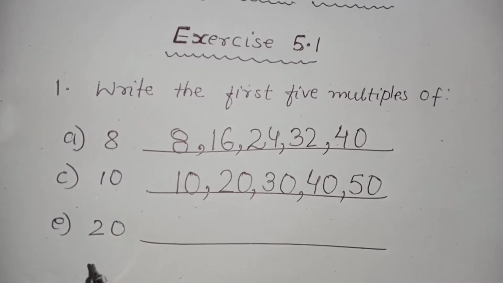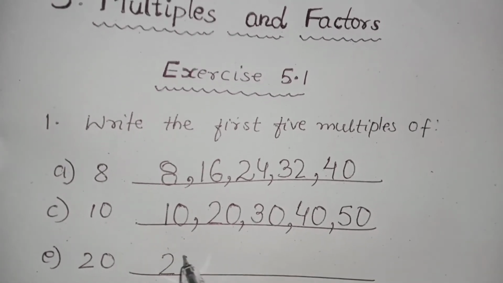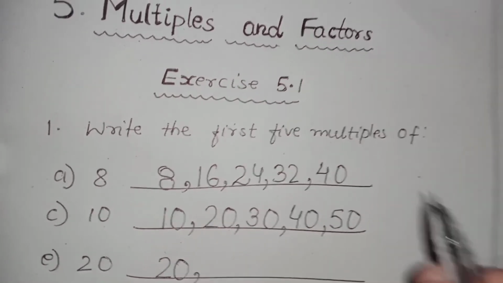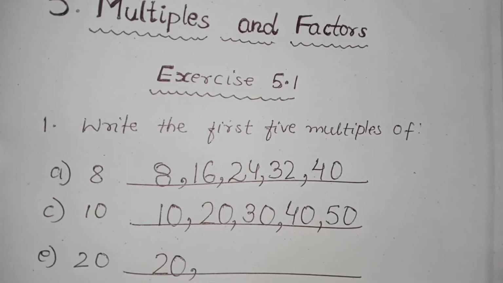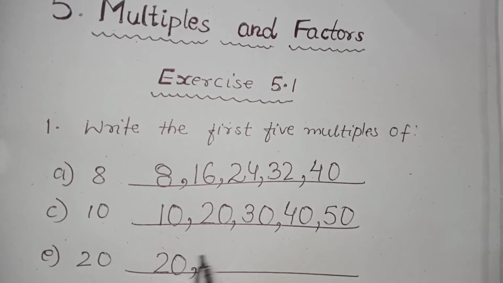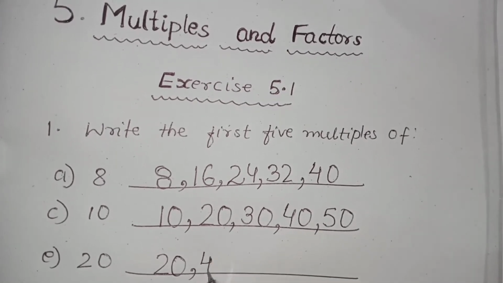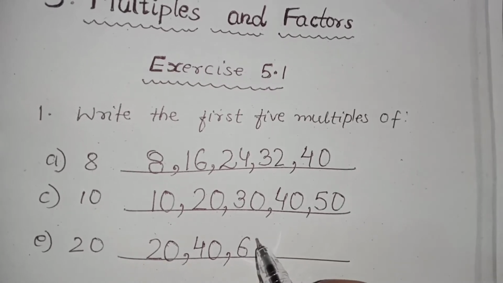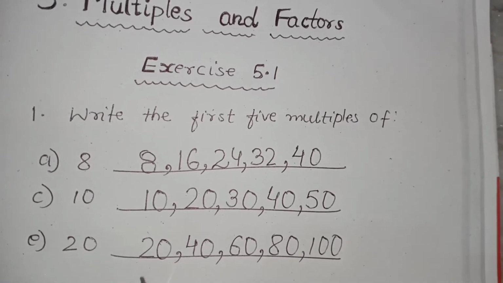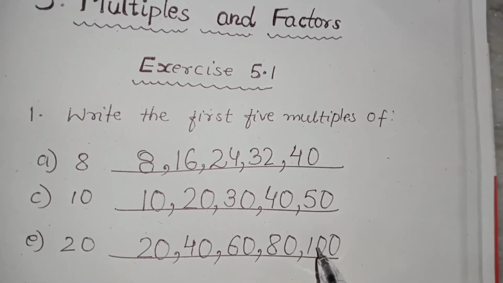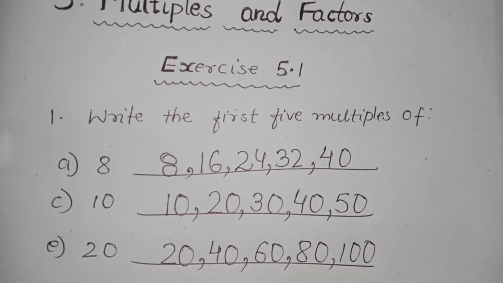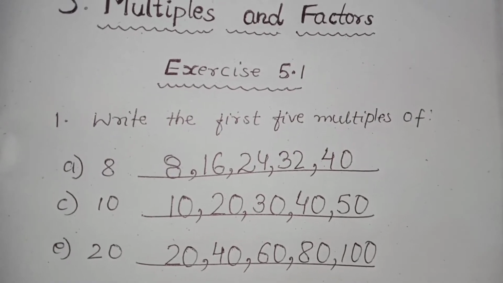Now let's see the first 5 multiples of 20. 2 1 ja 20. Just write the product, just the multiples. Don't write like 20 into 1. Just read and write the product, that is the multiples. 2 1 ja 20, 2 2 ja 40, 2 3 ja 60, 2 4 ja 80, 2 5 ja 100. So 20, 40, 60, 80, 100 are the first 5 multiples of 20. So it was so easy, no? Now let's see question number 2.